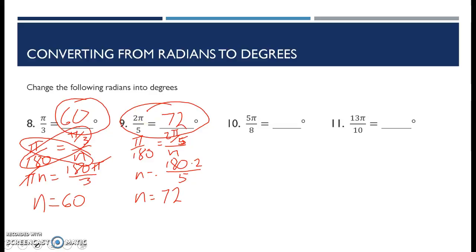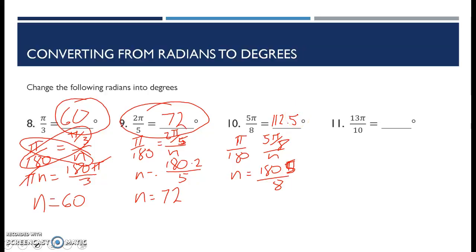5 pi over 8. Well, again, I know the relationship that pi is 180 degrees. So 5 pi over 8 is how many degrees? So that means that it's going to be 180 times 5. Well, I don't need the pi, so times 5 over 8. And so 180 times, I'll do this on my calculator, 180 times 5 divided by 8 is 112.5 degrees.